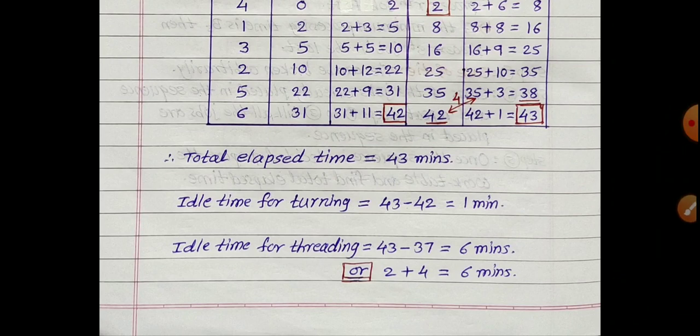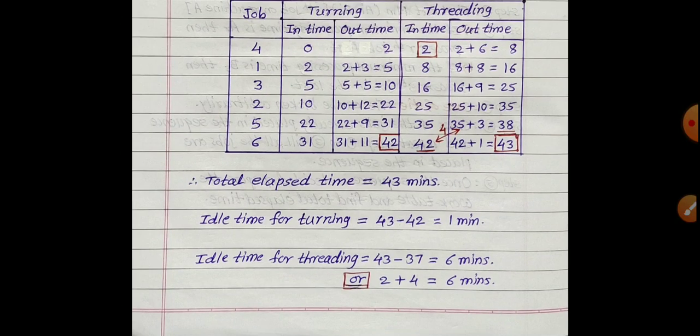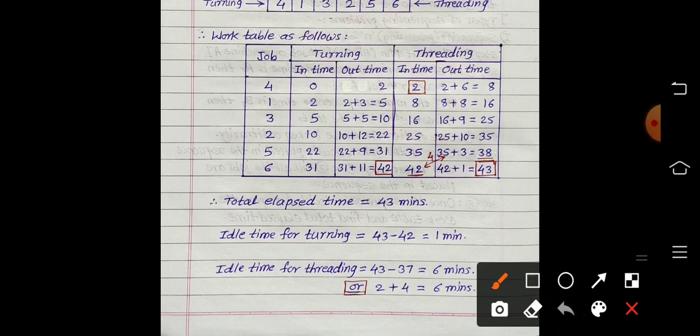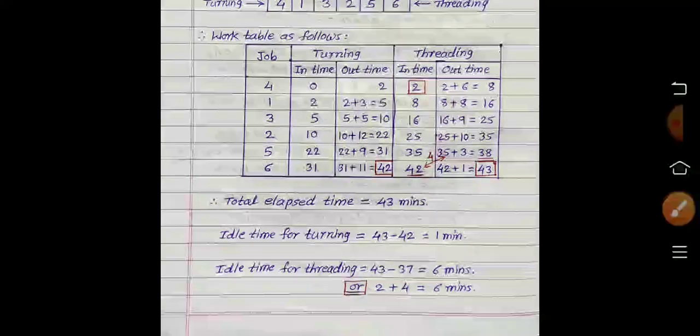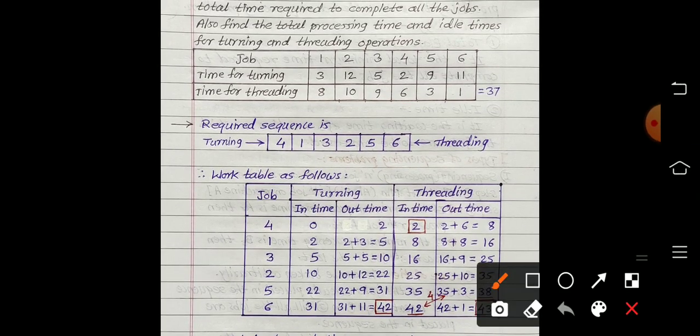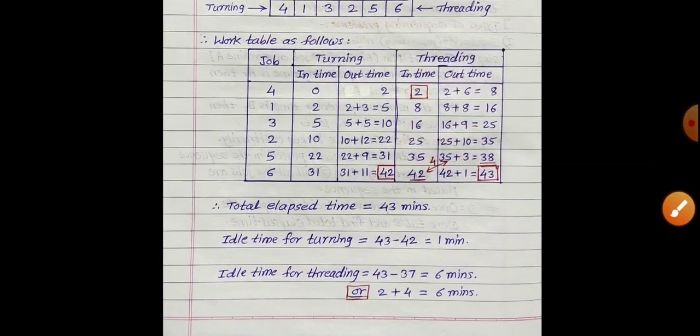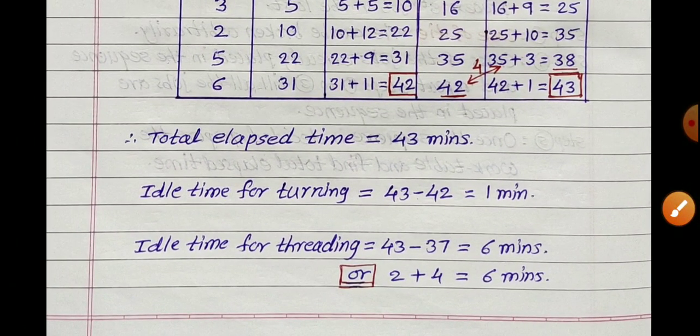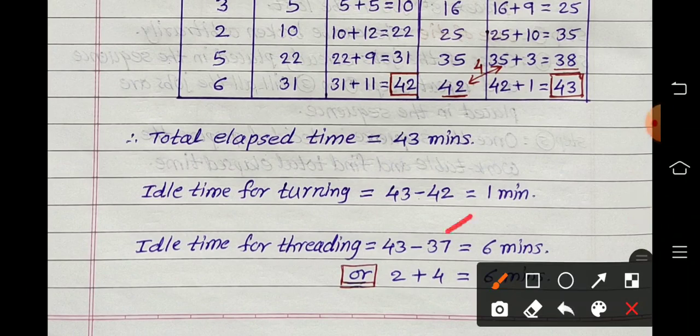So the second answer we find out in two ways. Check that. First way is 43, total elapsed time, minus the total time required for the second machine, that is the threading machine. We are making the addition here, 37. So total elapsed time 43 minus 37, we are getting the answer 6 minutes.